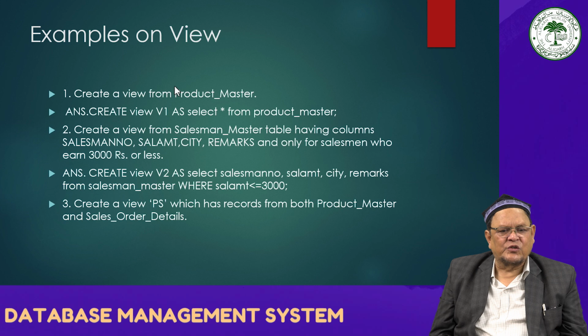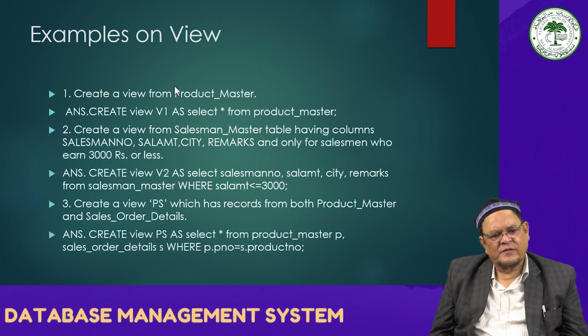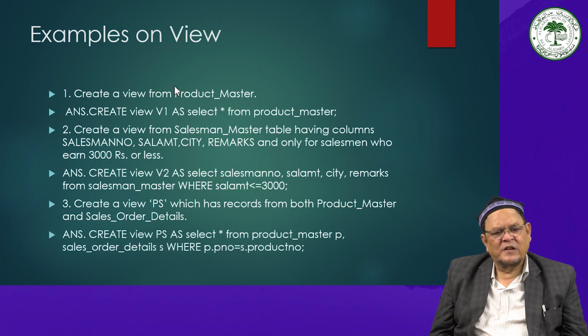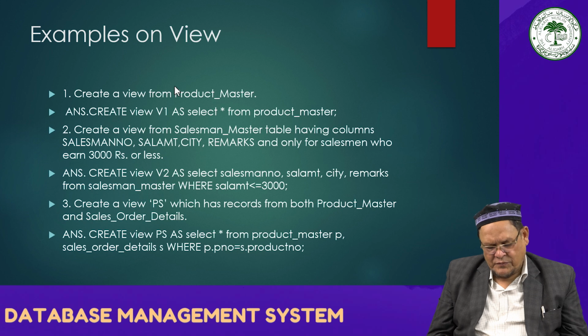The next question is to create a view PS which has records from both product master and sales order details. The answer is create view PS as select *, meaning all attributes will be selected, from product master P, sales order details S, where P.product number must be equal to S.product number.